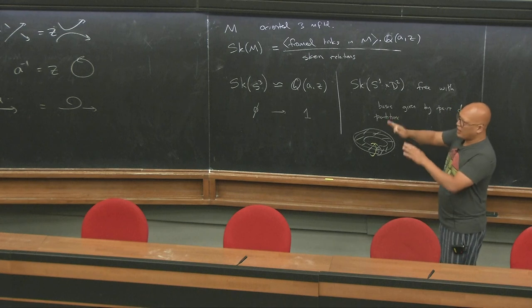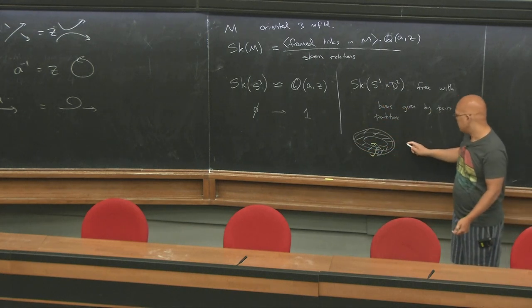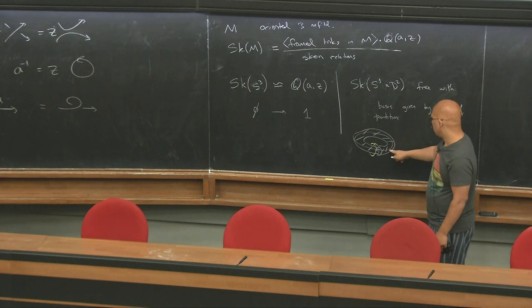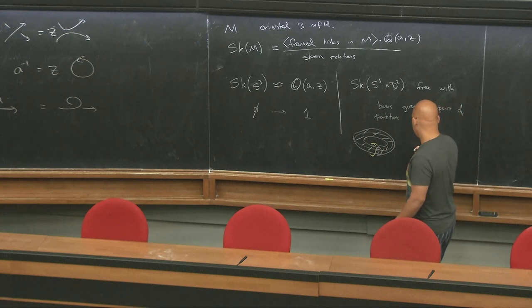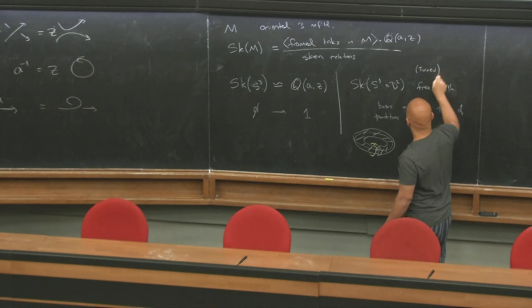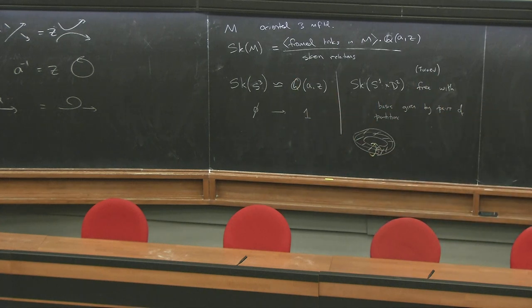I said there's some connection to physics, and if you know it, you know what Wilson lines in Chern-Simons theory are. The basis corresponds to the basis of Wilson lines in some representation. This fact here is more or less due to Turaev. So this fact is due to the people who came up with the HOMFLY polynomial. Okay, so that's about the skein.